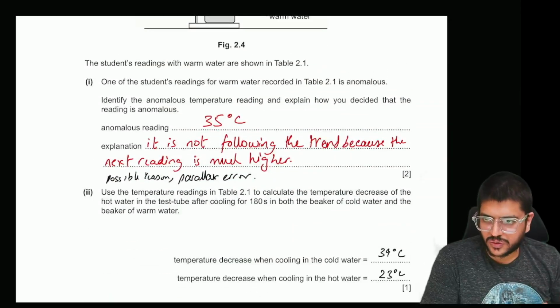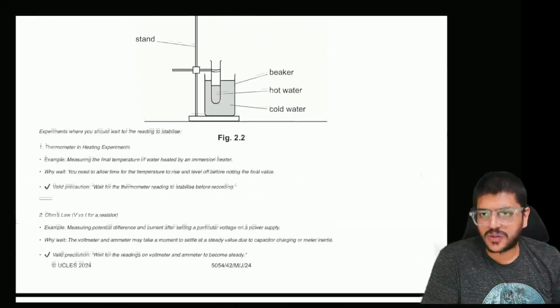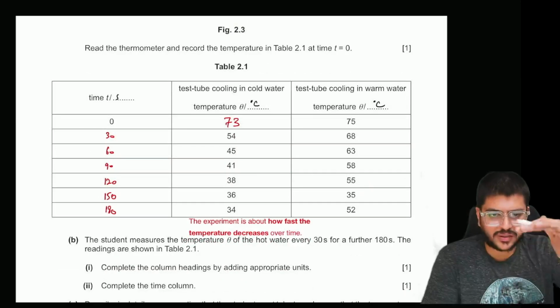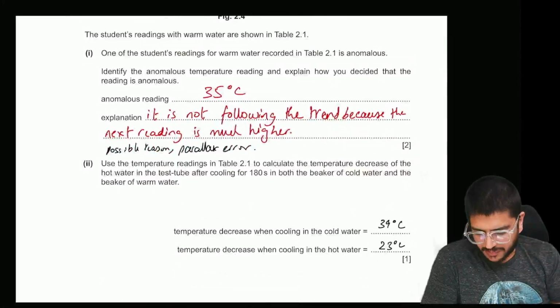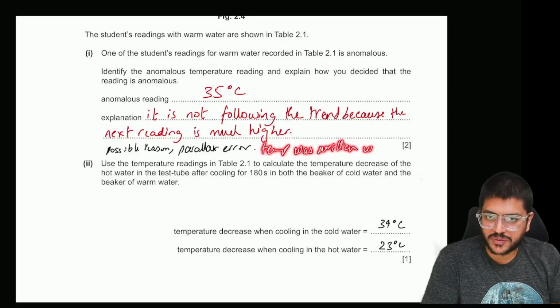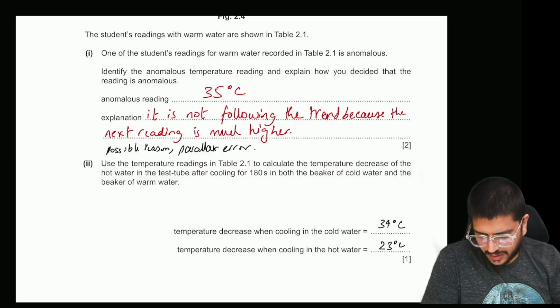The other way you could say is, you figured it was anomalous because this drop was too big. The drop in temperature was too high. So that's also one way. Possible reason, parallax error. Possible reason, maybe the temperature was written wrongly. That could also be one of the reasons. Temperature was written wrongly.